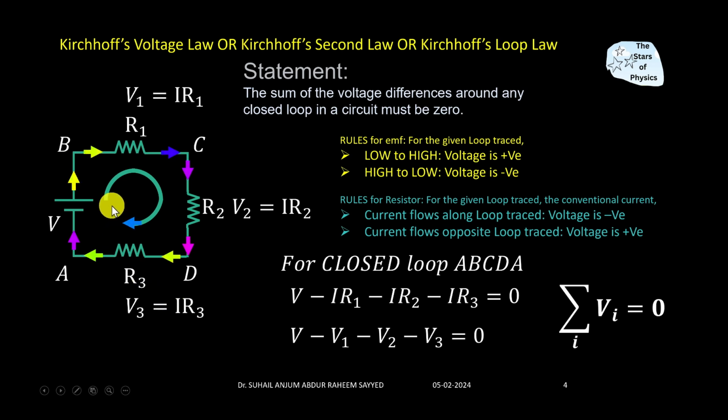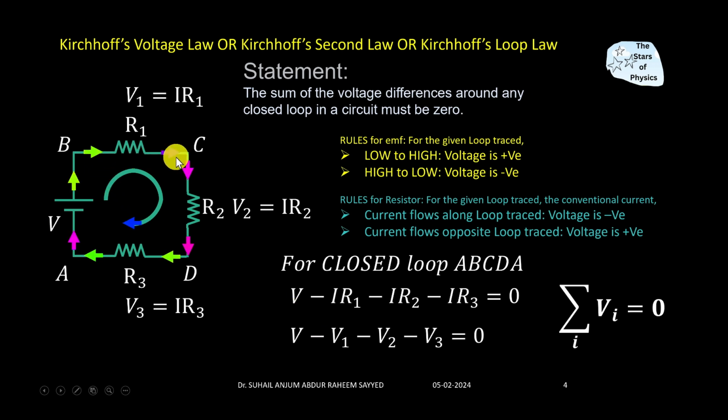Now, which voltages do we have to consider as positive and which as negative? For that, we have to follow these rules. Here you can see that the loop is traced like this, that means in a clockwise direction. And we can see that the capital V voltage is going from a lower value to a higher value along the loop traced. So this rule says that we have to consider that voltage as positive. Therefore, this capital V we have written as positive.